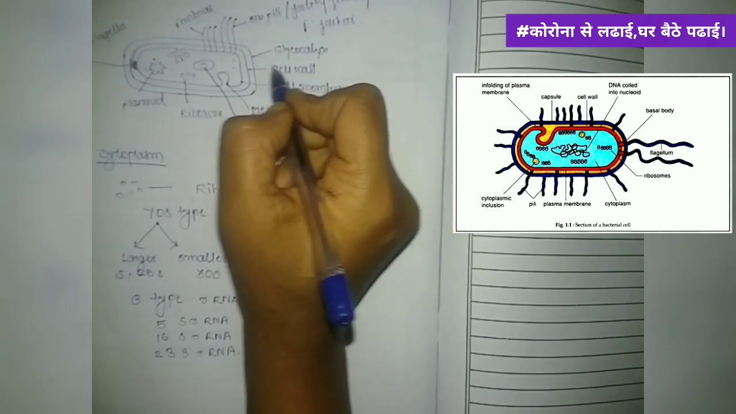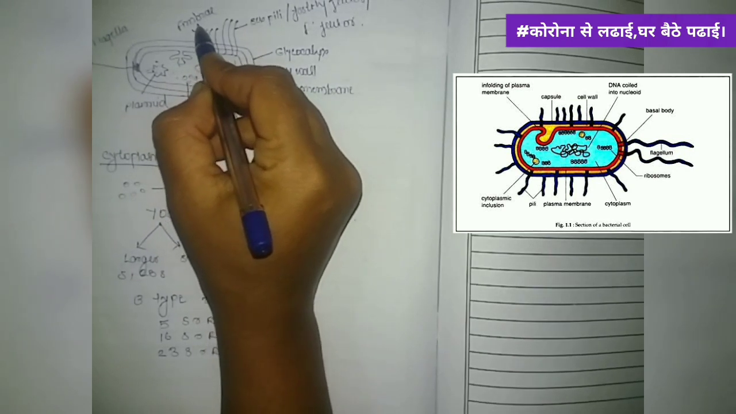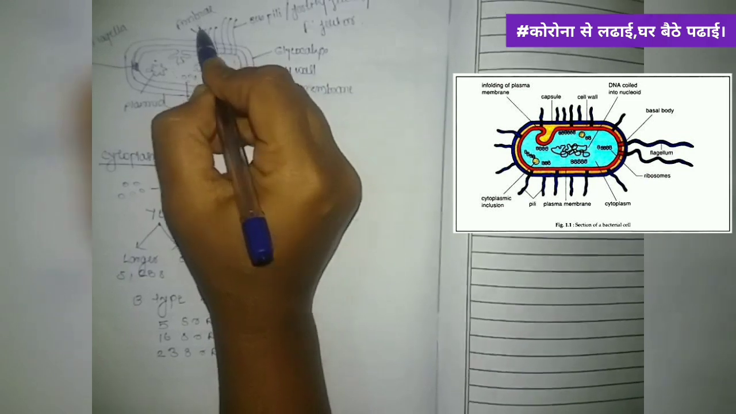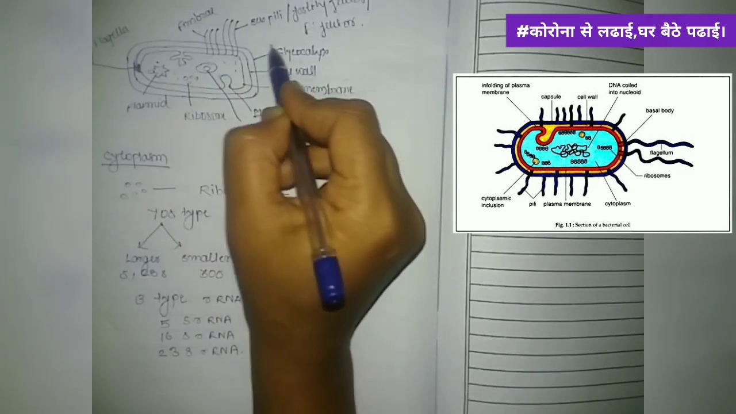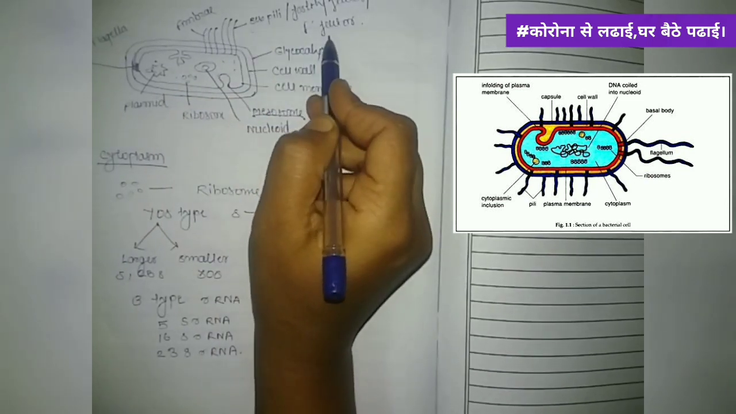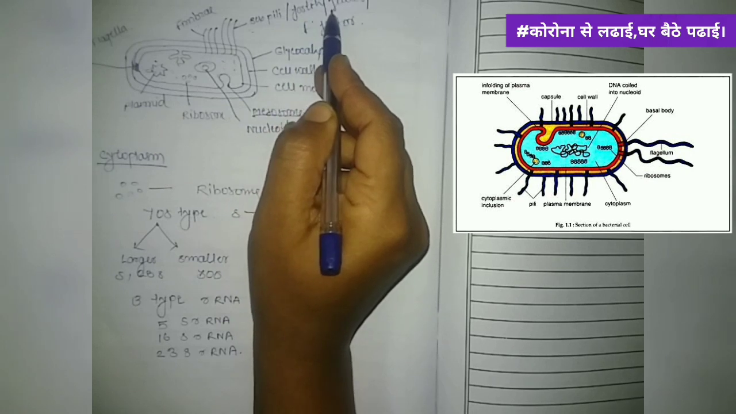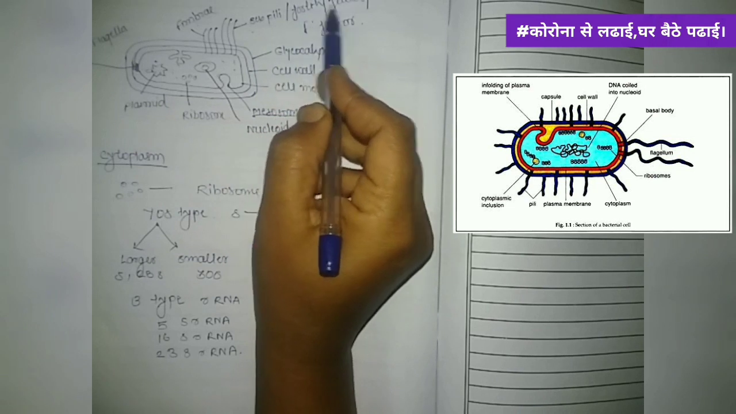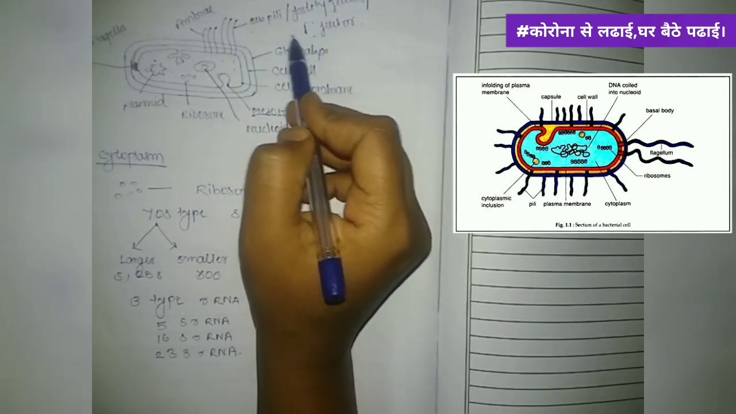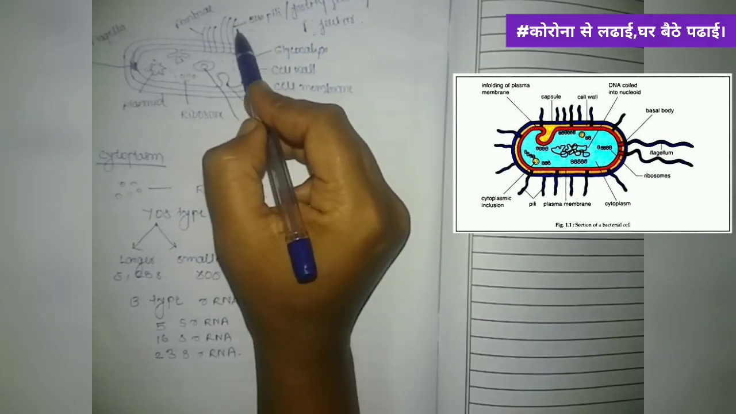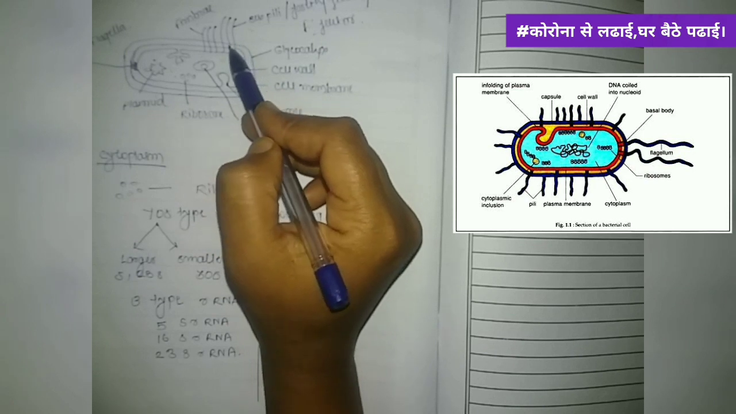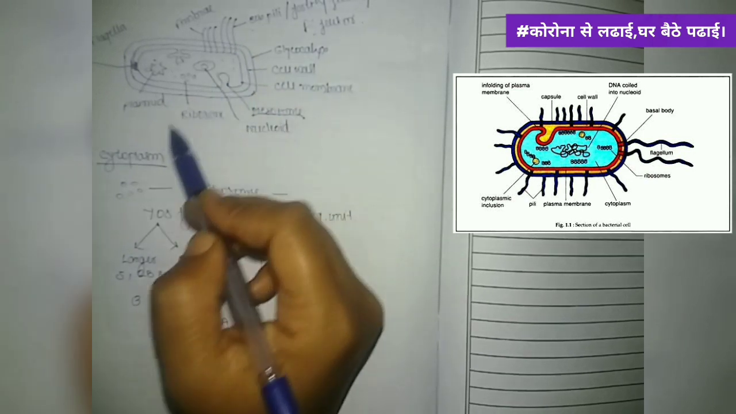Then what is the function of this fimbriae? The fimbriae provide surface attachment. And the sex pilus, or the F factor, or the fertility factor, helps in the reproduction method, that is, it helps in the conjugation method, which is sexual reproduction in bacteria.